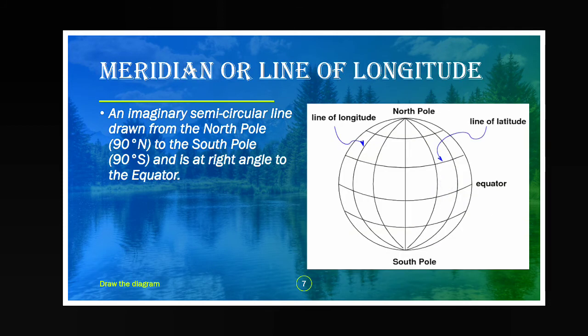Now come to the next, meridian or line of longitude. So an imaginary semicircular line drawn from the north pole to the south pole. Take a look, just opposite of the parallels. Parallels are drawn from east to west, that means from your right hand side to your left hand side, but meridians are drawn from the north pole to the south pole. But another difference is what? Parallels are circular lines, but meridians are semicircular lines. And also meridians cut the equator at right angle. So this is meridian. Here also you have to draw the diagram and write down the labelling also.